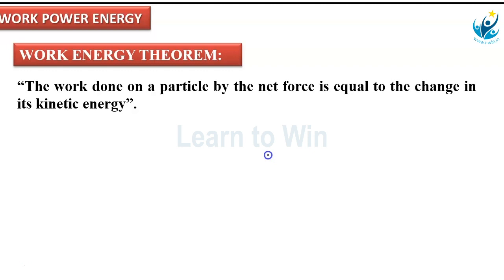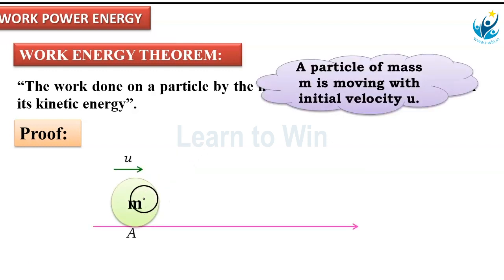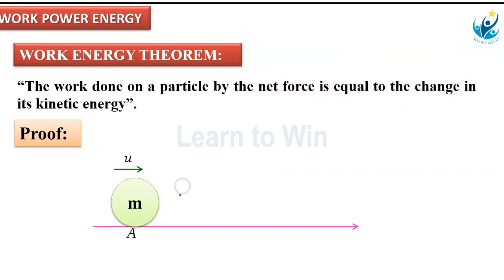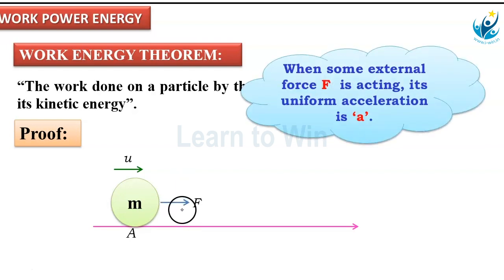What is the proof of the work energy theorem? If a variable force is acting, the proof of the work energy theorem. The first one is, if a constant force is acting on the particle, the proof of the work energy theorem. For that, let us consider a particle of mass m moving with initial velocity u. On this particle, a constant external force F is acting along this direction.